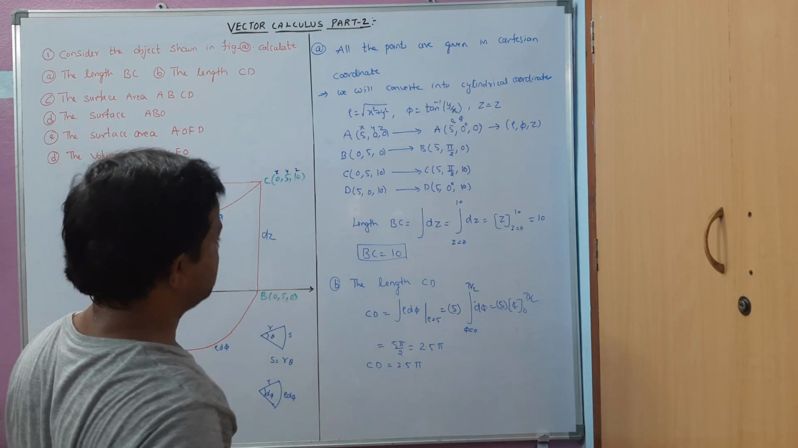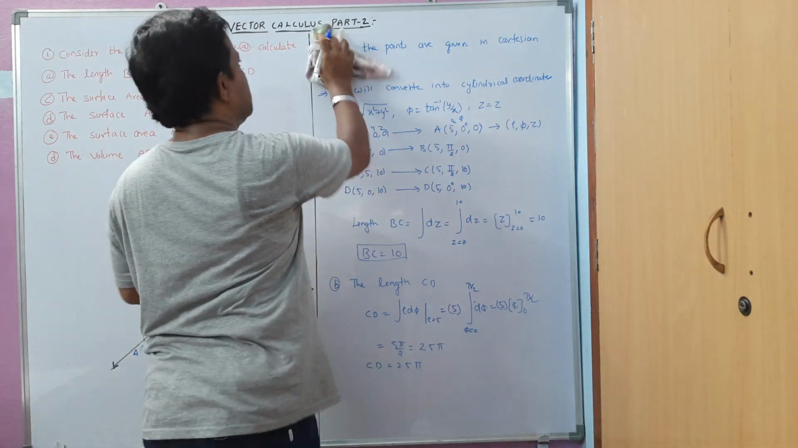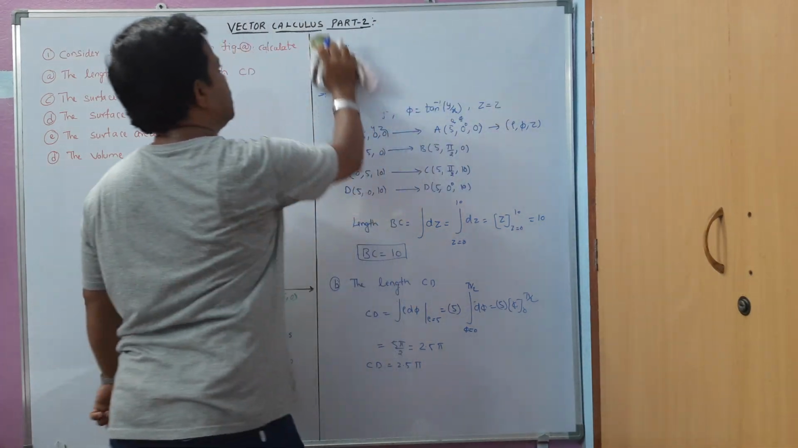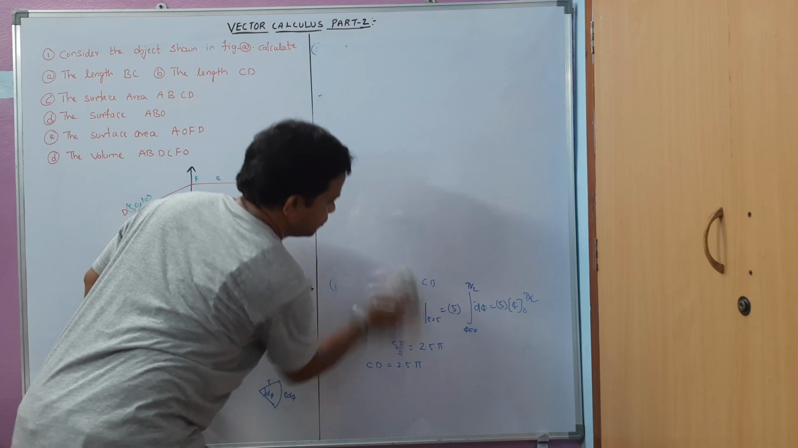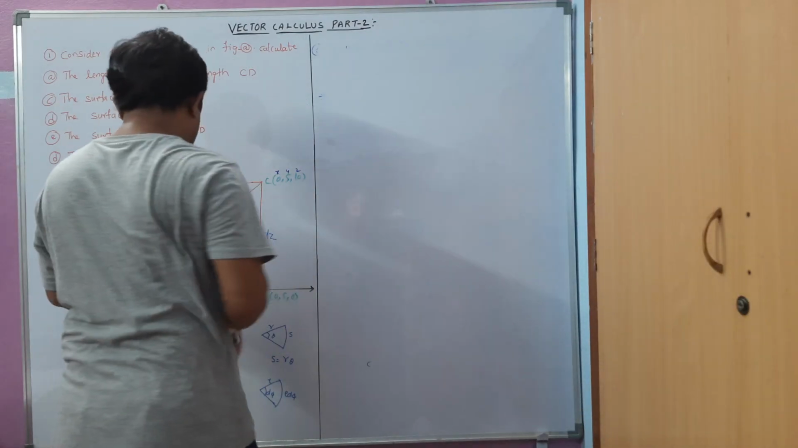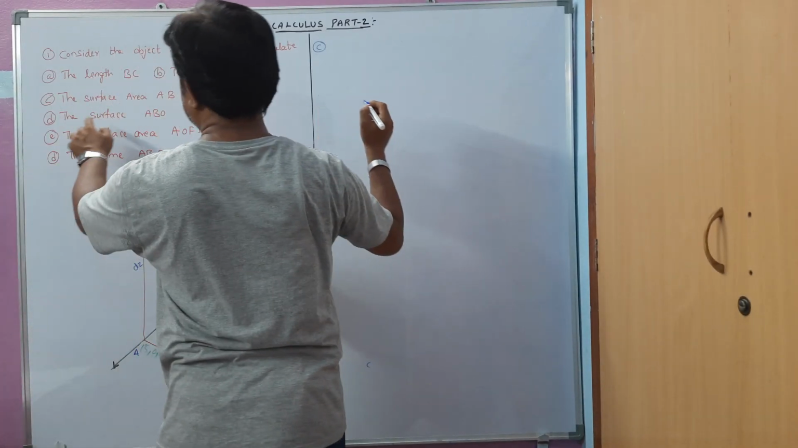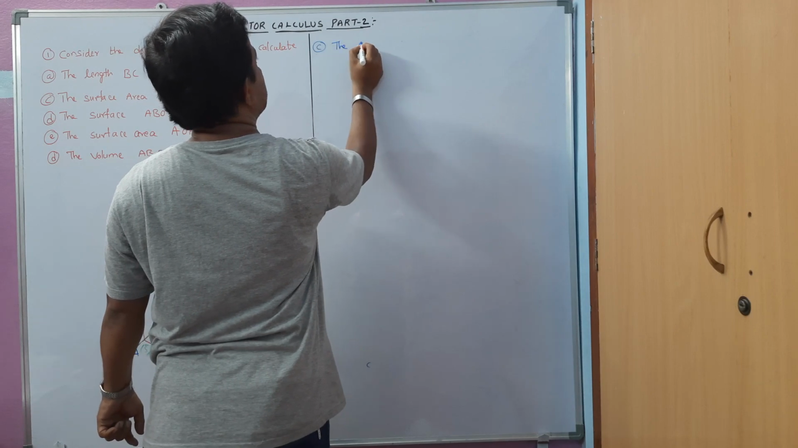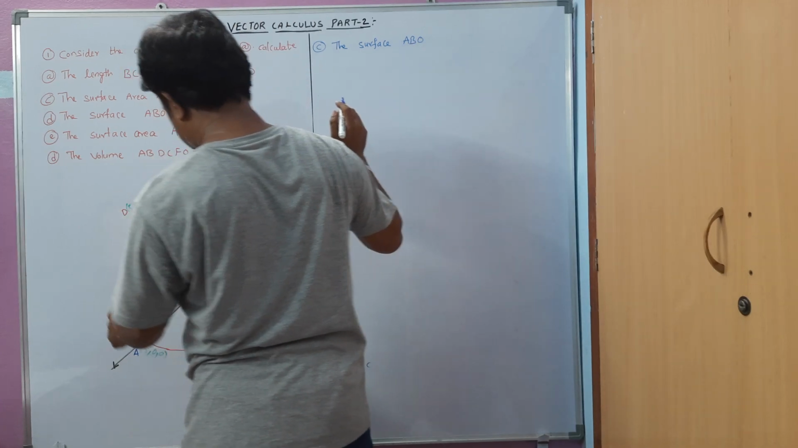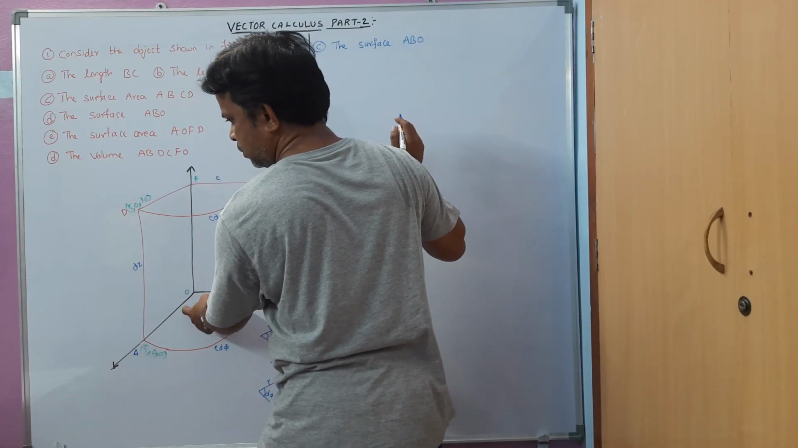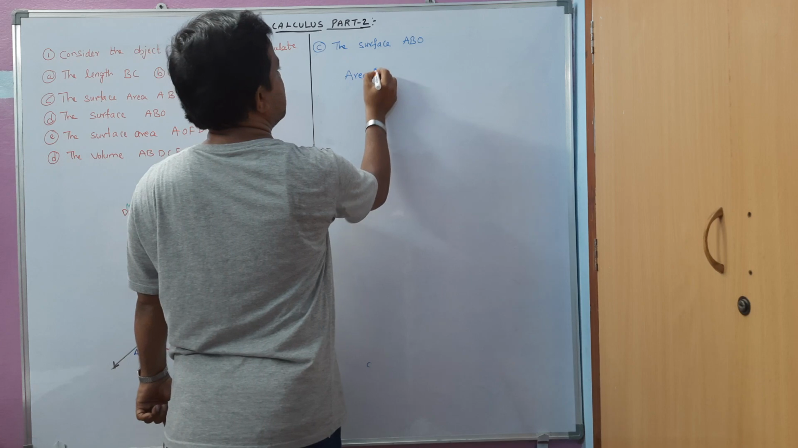Similarly, let us take the third question, the surface area. Now let me erase this one. I will do the problem here because we need this diagram to solve the question. Now let us take the C question here. We need to find the surface area ABO. ABO means this one. We have to find the area of this ABO.